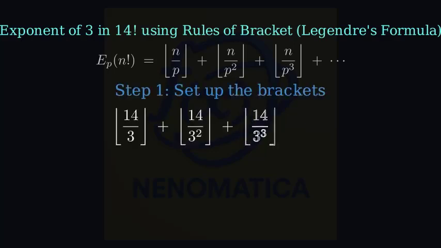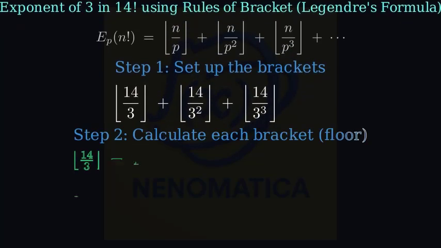Step 1. Set up the brackets for n equals 14 and p equals 3. We write the floor of 14 over 3 plus the floor of 14 over 9 plus the floor of 14 over 27. The next power, 81, already exceeds 14, so we stop here. Step 2. Compute each bracket using the floor, which means take only the whole number part. For the first bracket, 14 divided by 3 is 4.66 repeating, so the floor is 4. For the second bracket, 14 divided by 9 is 1.55 repeating, so the floor is 1. For the third bracket, 14 divided by 27 is 0.51 repeating, so the floor is 0.